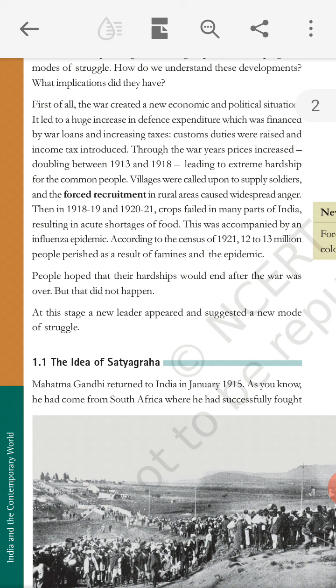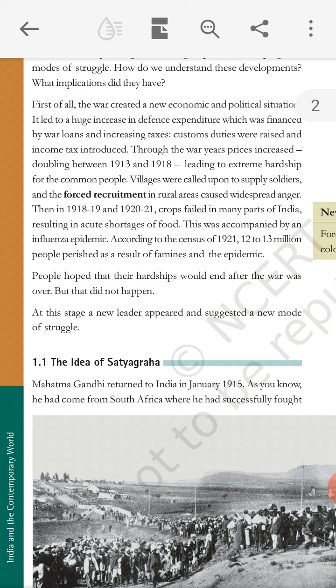Then in 1918-19 and 1920-21, crops failed in many parts of India. Agriculture also collapsed, resulting in acute shortages of food. So it resulted in a shortage of food. Crops failed, and people were already facing a lot of difficulties, a lot of problems. So shortage of food was also one of them.